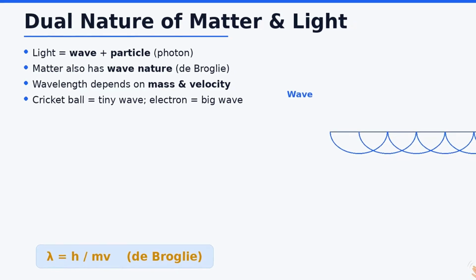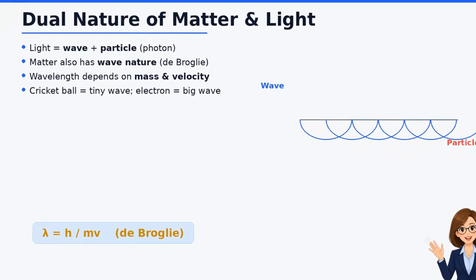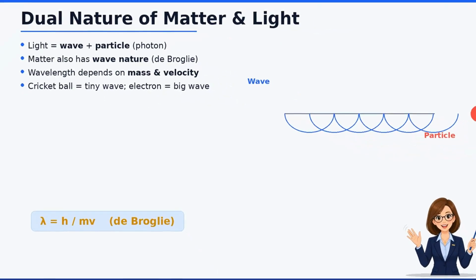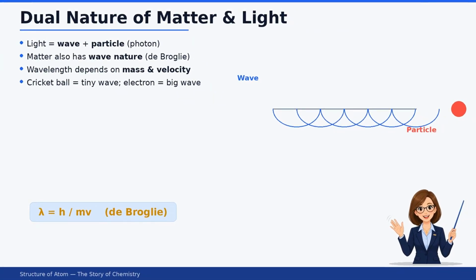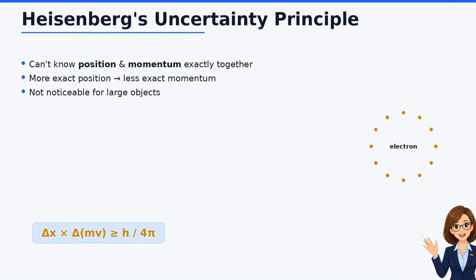Here's one of the most amazing ideas in quantum physics. Light behaves as both a wave and a particle. The physicist de Broglie realized that matter must also have a wave nature. The relationship is wavelength lambda equals h divided by mv. For a big object like a cricket ball, the wavelength is tiny and invisible. But for a tiny electron, it becomes noticeable. Wave-particle duality.